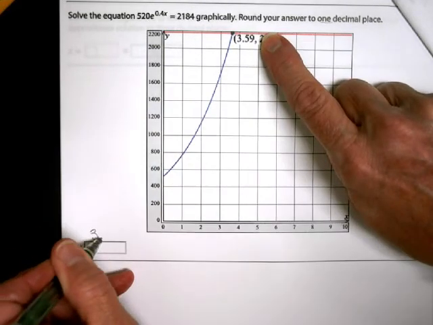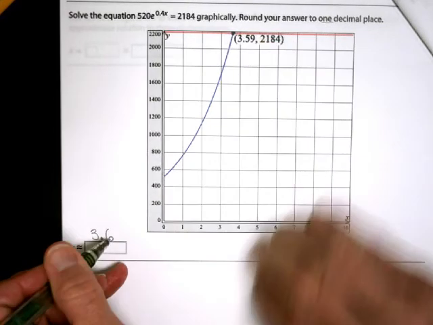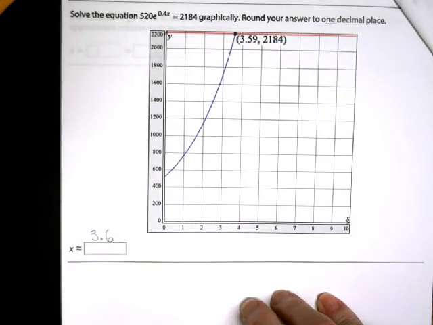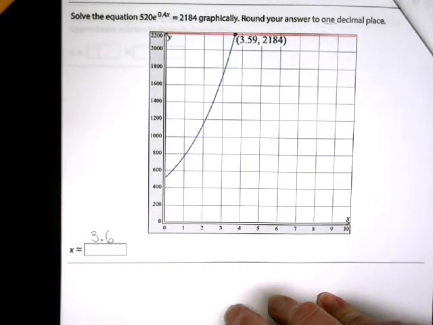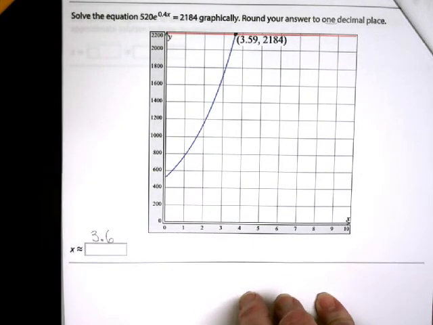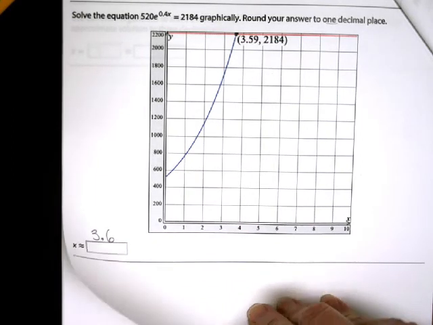Okay, where do these 2 meet? Mine meet at 3.59. It says 1 decimal place, so I'm going to up it to 3.6 because the 9 changed the 5 to a 6. That's an interesting question. It's clear to the top.